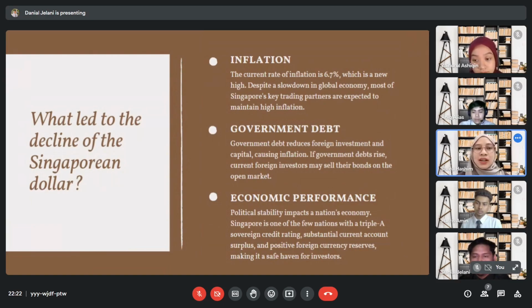And lastly, economic performance. Political stability affects an economy, and because of that, international investment increases with political stability. Singapore has stable financial and trade policies that decrease currency value uncertainty. So due to its triple A sovereign credit rating, significant current account surplus and positive foreign currency reserve, investors consider Singapore a safe haven. Why? Because Singapore is crisis proof. Next slide.